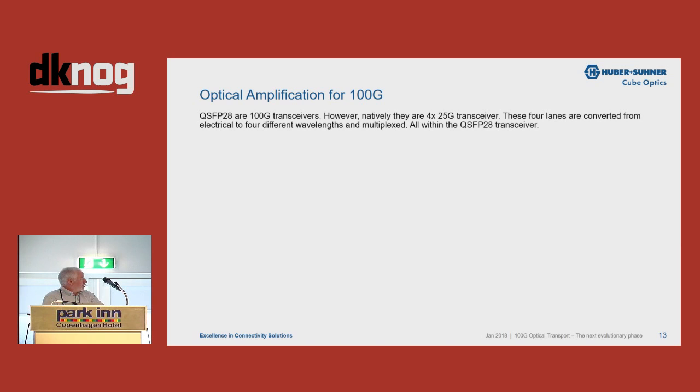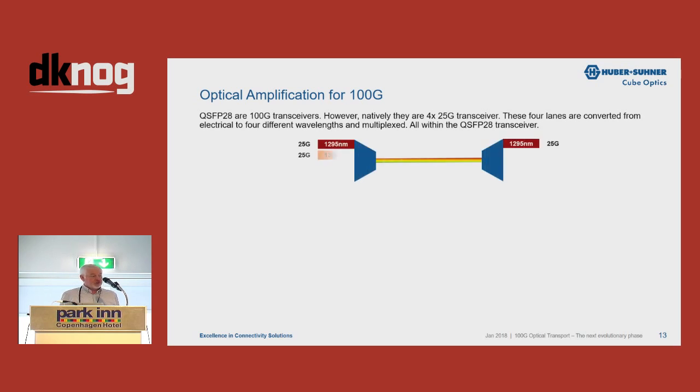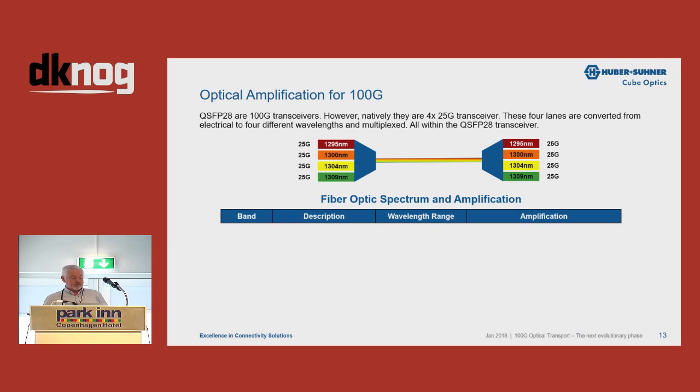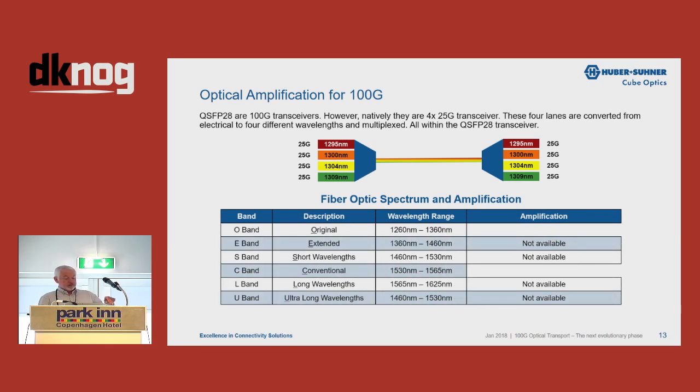So to get to 100 gig, let's understand what QSFP28 transceivers actually are. QSFP28 transceivers are actually 4 lanes of 25 gig, which goes from 1295 to 1309 nanometers. It's actually 4 times 25 gig in an LR4 optic.